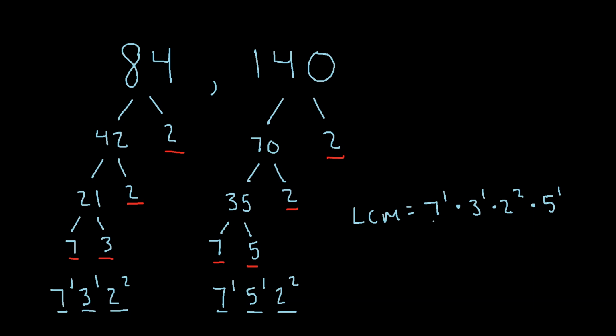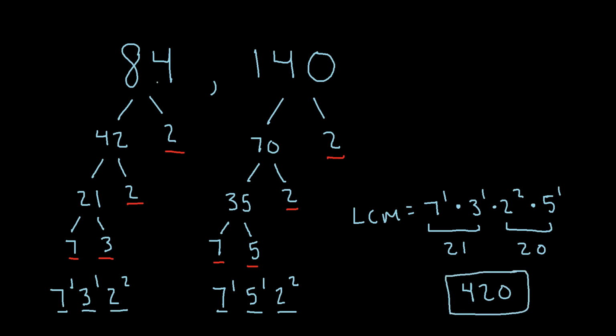So 7 times 3, that's 21. 2 squared is 4, so 4 times 5, these two terms are 20. So 21 times 20 will be our final answer, and that turns out to be 420. So the least common multiple between 84 and 140 is 420.